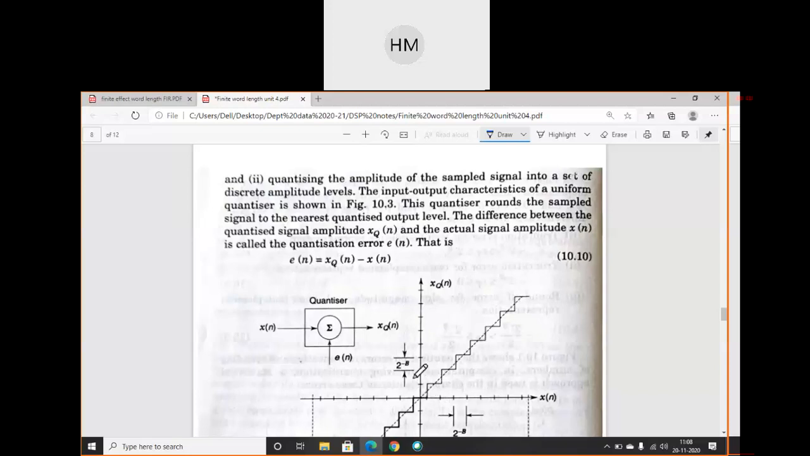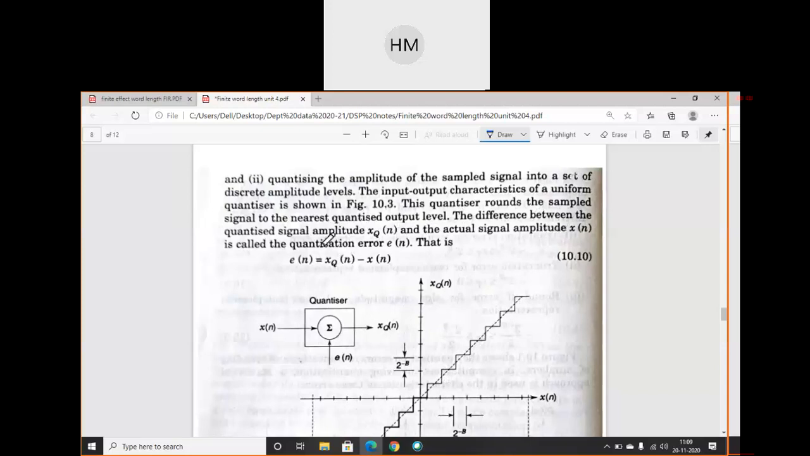So this width should be 2 to the power minus b, because b is your quantized number reduction level. Okay, so we have quantized this number. This quantizer rounds the sample. अब कोई वैल्यू यहाँ पे है, इस पॉइंट पे है, उसको भी हम कहाँ मार्क करेंगे? यहाँ. We are continuously increasing the values in step to step size. This quantizer rounds a sample signal to the nearest quantized output level.